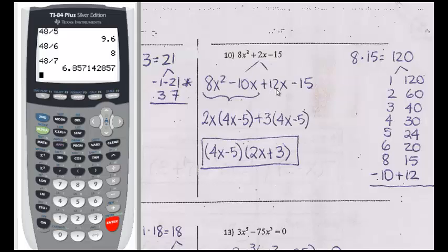What can I factor from 12x and negative 15? I can factor out a 3. So 12x divided by 3 is 4x. And negative 15 divided by 3 is negative 5. Now look for what they have in common. In this case, it's 4x minus 5. And if I remove the 4x minus 5, I'm left with 2x plus 3. And that's my answer for this problem.